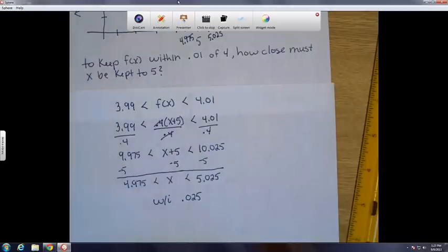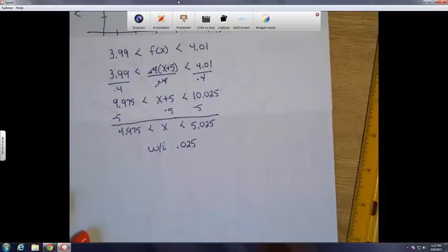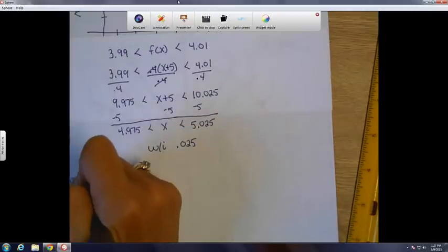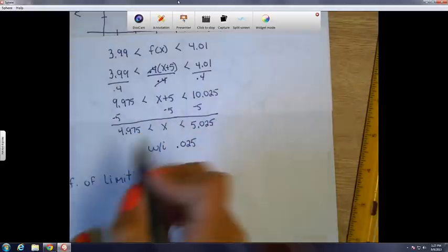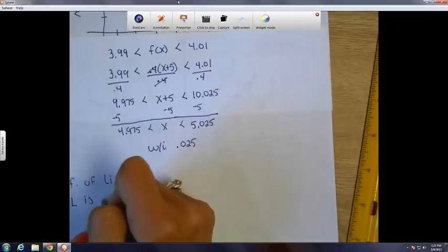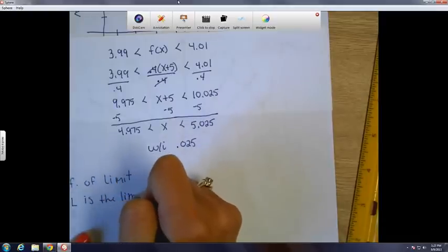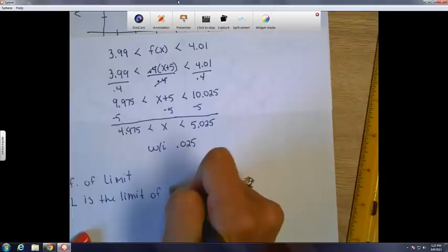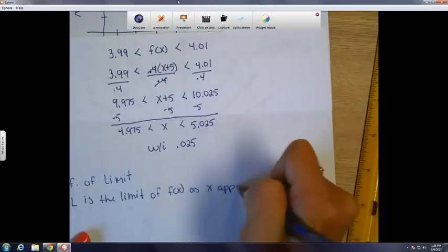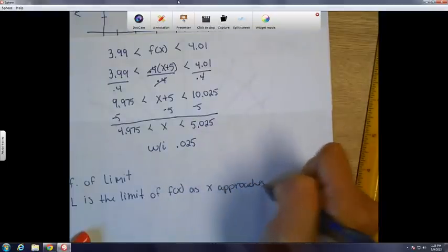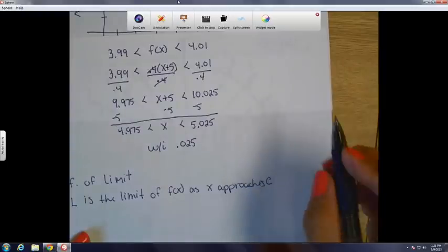So now that we did all of this, I'm going to give you the formal definition of limit. This is the definition that will be on your chapter test in a few days. So here we go. Definition of limit. L is the limit of f of x as x approaches c but never equals c.